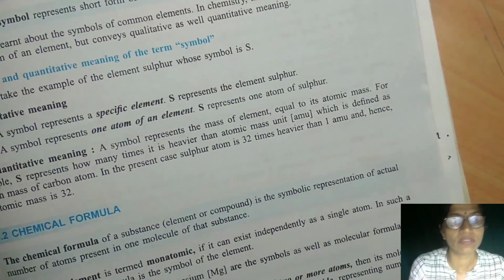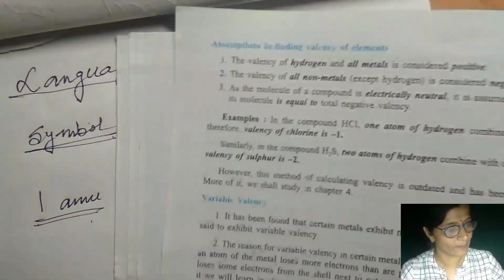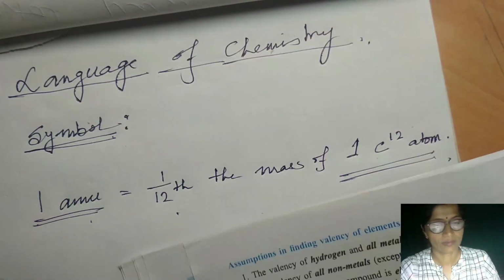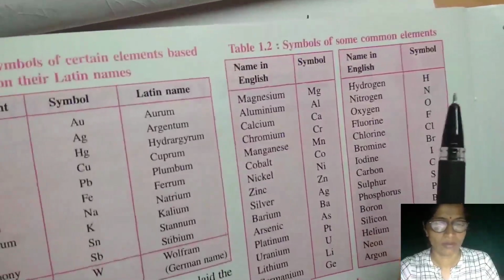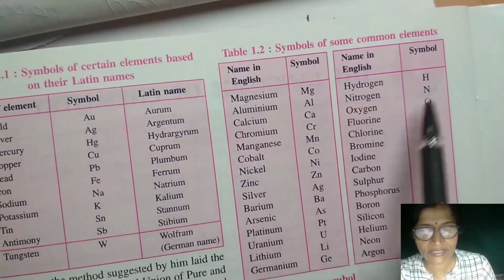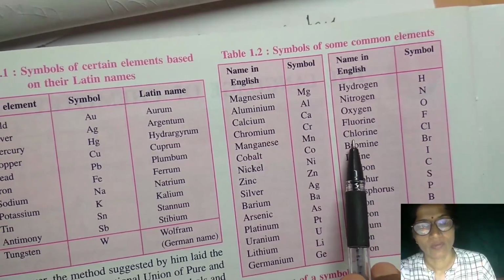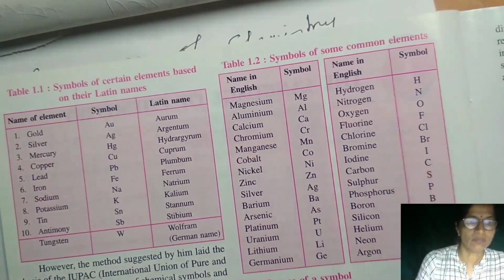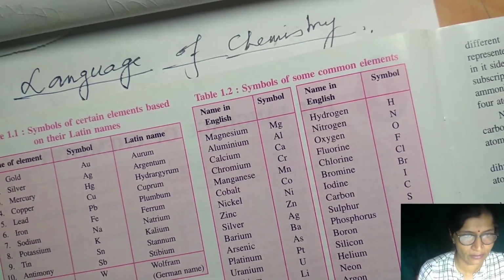You have to learn the symbols of all the elements. Like the symbol for hydrogen is H, nitrogen is N, oxygen is O, fluorine F. Here what happens? Some of the elements are represented by the first letter.